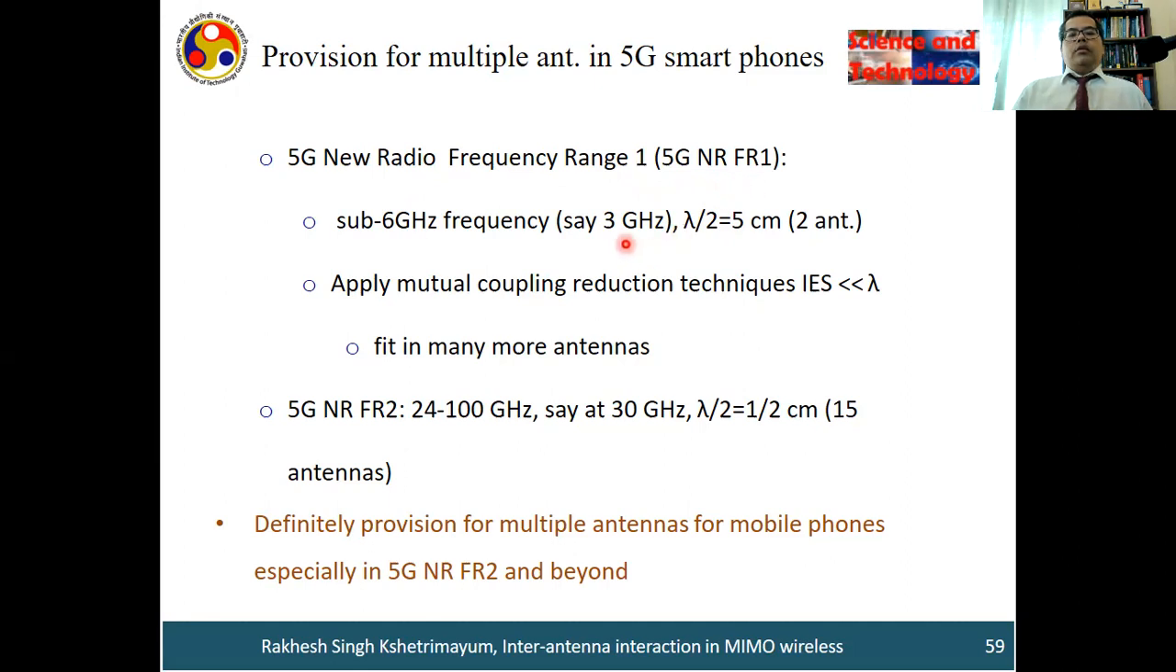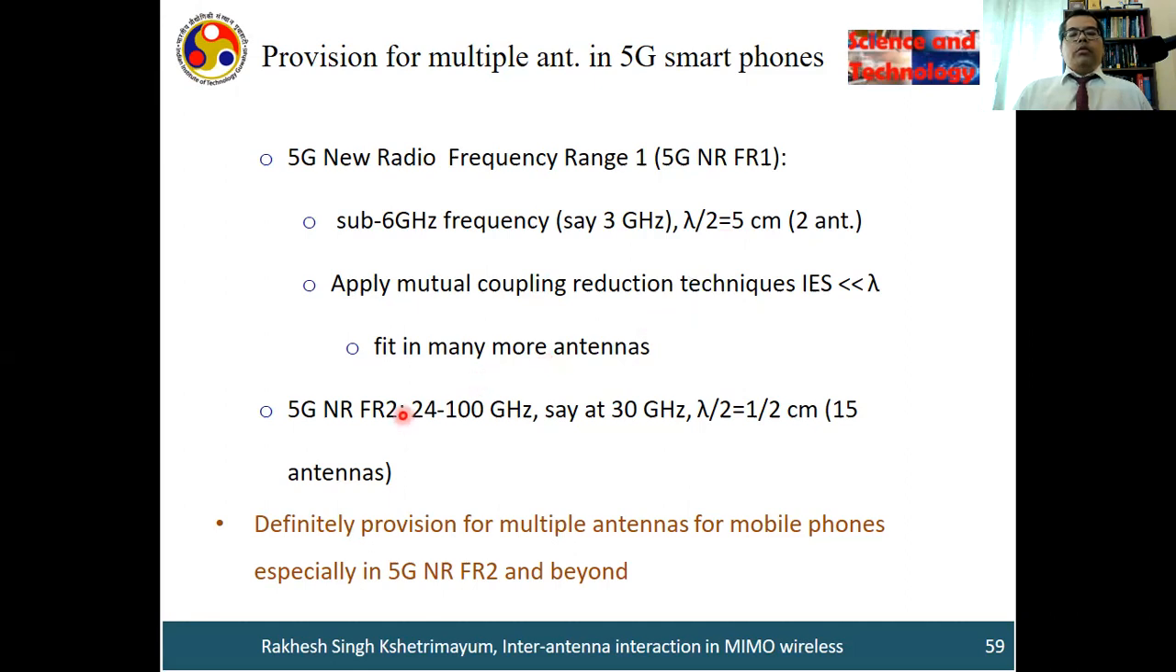So let's say around 3 GHz. How much is lambda by 2, or wavelength by 2? It is around 5 centimeter. Now our mobile phone dimension was 15 centimeter. If lambda by 2 is 5 centimeter, we can easily fit in 2 antennas on a 5G mobile phone.